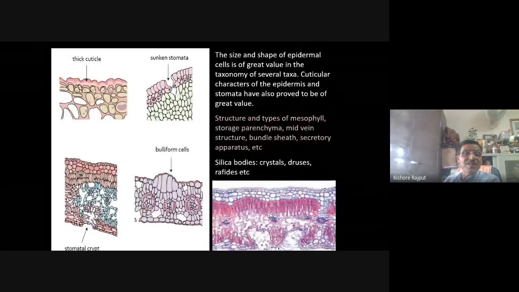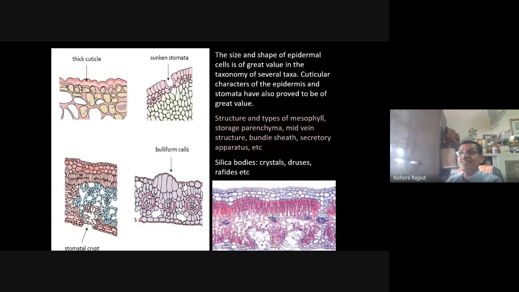Then when it comes to the leaf, what parameters are to be observed? That is the kind of stomata, cuticle thickening, and the types of cells present in the epidermis, because uniform cells, which I am showing on the right side, that image itself is an indicator of a monocot leaf. On the left side you can see a stomatal crypt, which is in xerophytic plants. Sunken stomata is found in xerophytes, but not in a pure one.